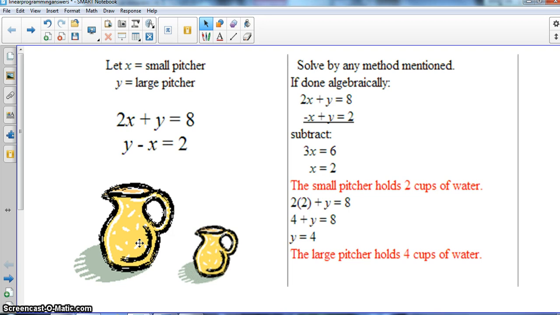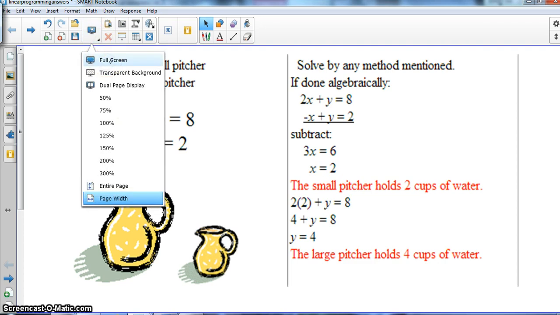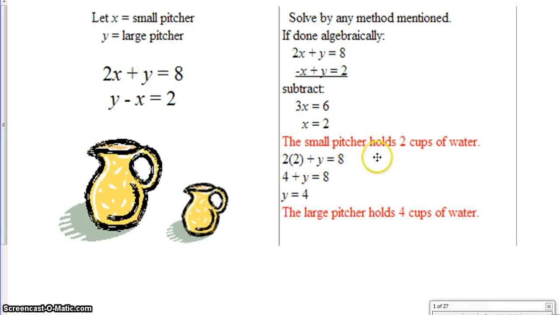I'm just going to take you through two problems. This is the first problem with systems, and you were told that 2 small pitchers plus 1 large pitcher equaled 8 cups, and 1 large pitcher minus a small pitcher equals 2 cups. These were the 2 equations that you should have set up, and then, depending on how you did this, you would have gotten that the small pitcher holds 2 cups of water and the large pitcher holds 4 cups of water.